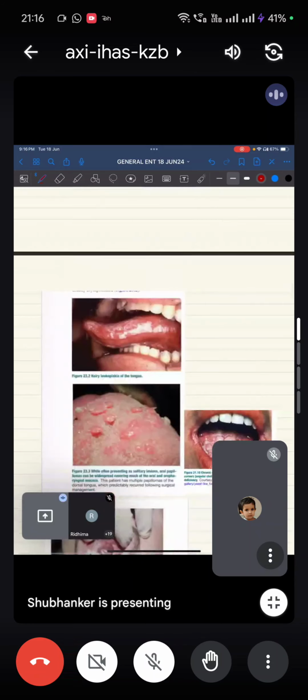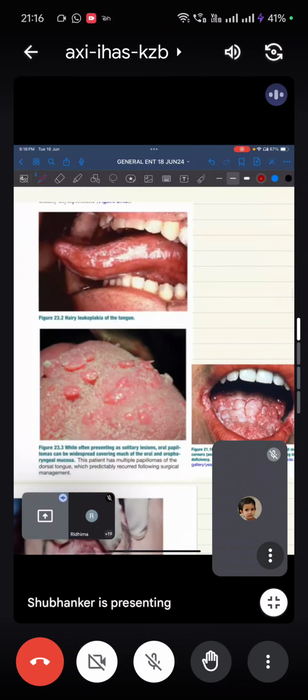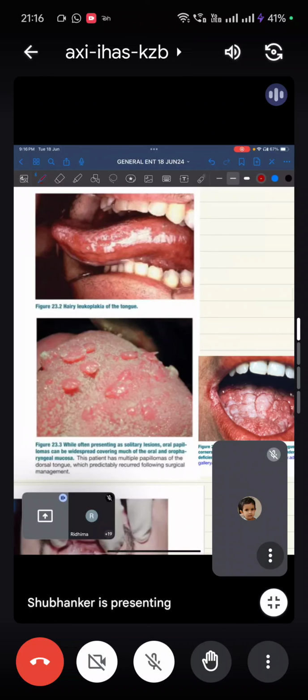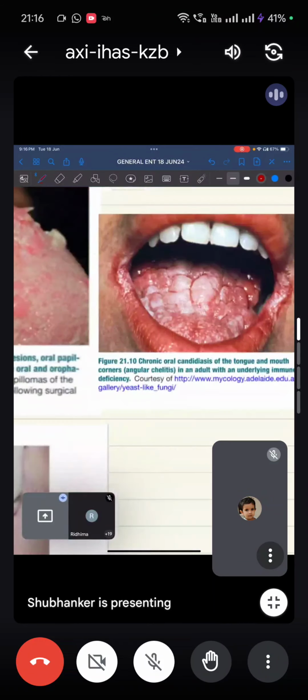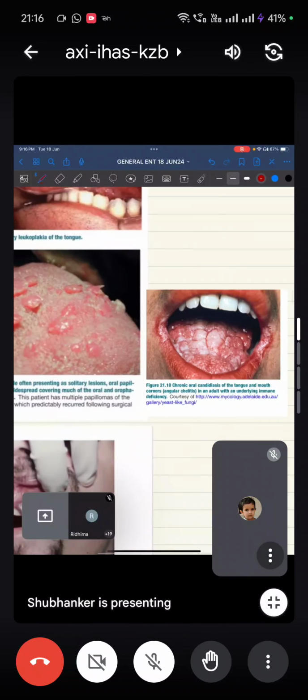So I'll just come to the direct part. See, all of you have seen this image. It's from your Scott Brown itself. Okay, I've not copied anything from elsewhere, only from Scott Brown. Today only the basic sciences part is covered, so I did not touch anything else. Okay, so this image everybody will be okay with. Hairy leukoplakia, and this will be your candidiasis. This sort of tongue.